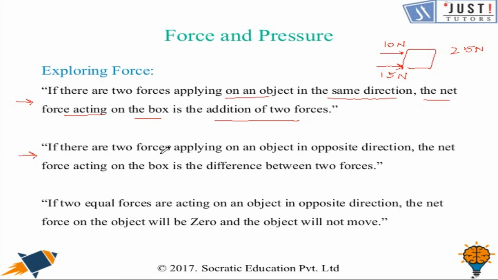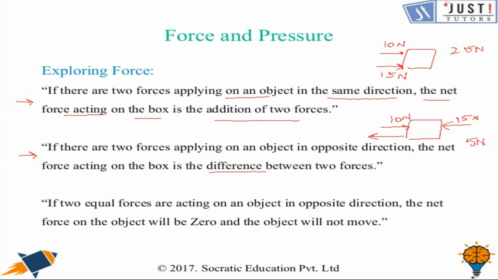Similarly, if there are two forces acting on an object in opposite directions, the net force acting on the box is the difference between the two forces. Now, if I take the example again with the same forces but in opposite directions, one man is applying a force of 10 newtons from here and the other is applying a force of 15 newtons from the opposite side. So, the net force applicable on this box will be 15 minus 10, that is 5 newtons, and the box will move in this direction because the net force is towards this direction.